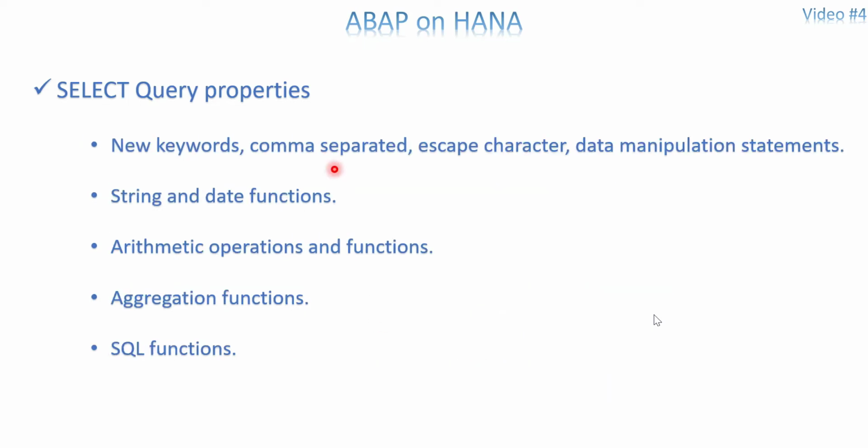Now, in this video we are going to see these things in the select query: new keywords, comma separated select. Normally we have a space between the fields, and there is a new introduction called the escape character, and data manipulation statements. Also string and date functions, arithmetic operations or functions, aggregation functions, SQL functions, everything in one select. One select is capable of adopting all these options based on your business requirement. Hopefully this video will be useful for you. Let's get into the system.